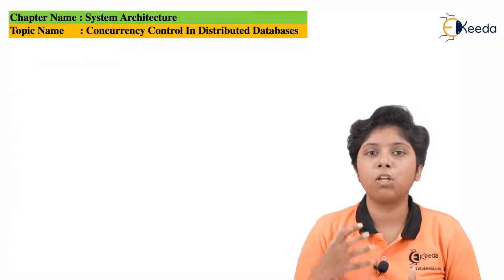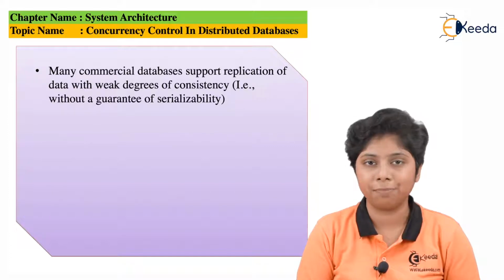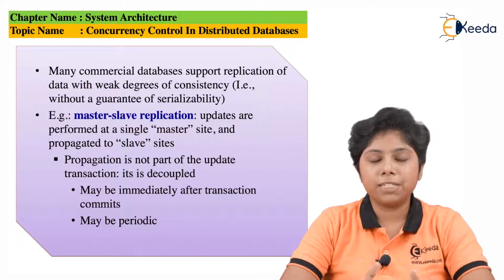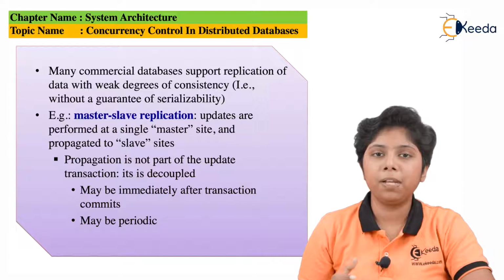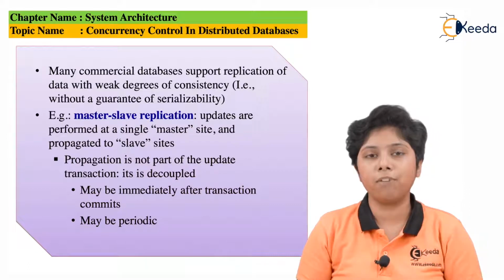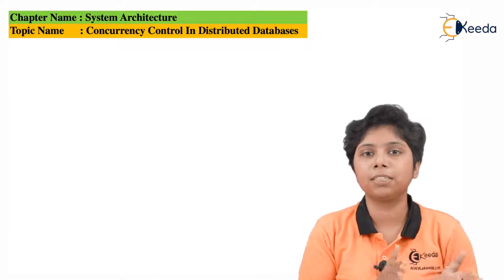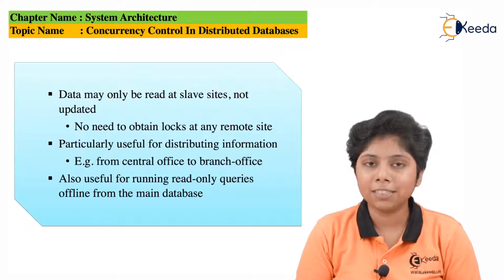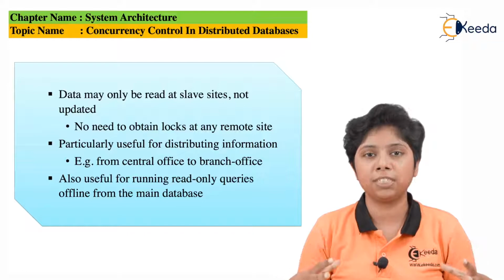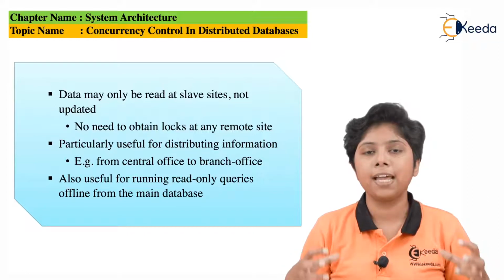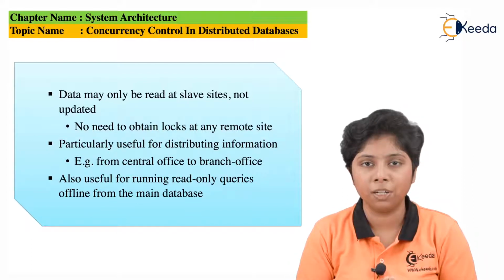Next, we will discuss weak degree of consistency while having concurrency in the distributed system. Many commercial databases are based on replication, and there are many other forms in which we can replicate data with a weak degree level of consistency. The first and simpler type of replication is the master-slave replication scheme. In this scheme, there is a master site associated with each data item, and all the slave sites have their replicas, but the master site holds the primary copy of that particular data.